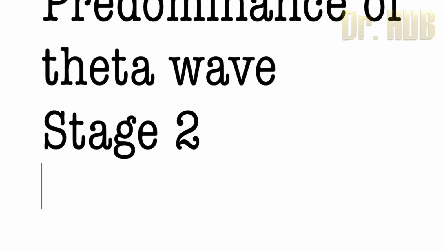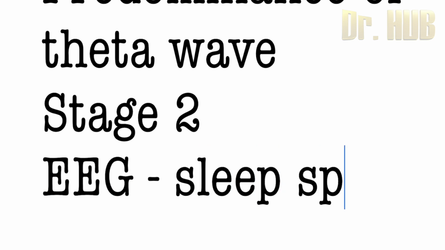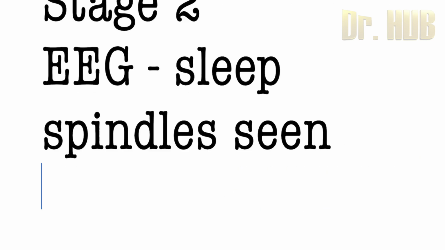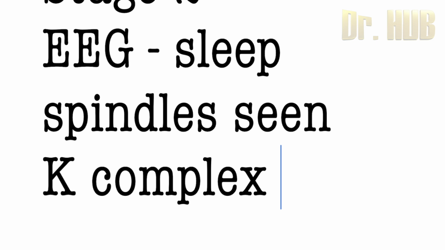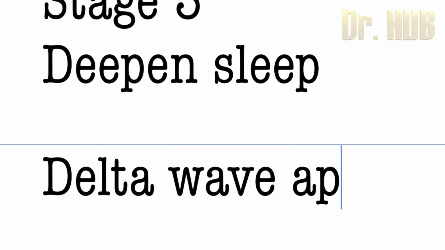Then comes stage 2. On the EEG, sleep spindles are seen, as well as the K complex. Then moving on to stage 3, where you have deeper sleep, and on the EEG, the appearance of the delta wave is seen.